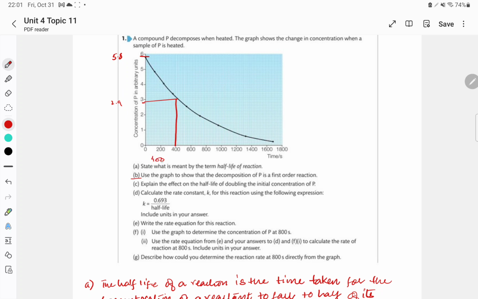And then if I want to find out the second half-life, this is the first half-life. If I want to find out the second half-life, this was 2.9, so it's going to be 1.45 something. So it's going to be something over here. So if I do it like this, the time is going to be around 920 something. So the half-life will be approximately 460 or 400.